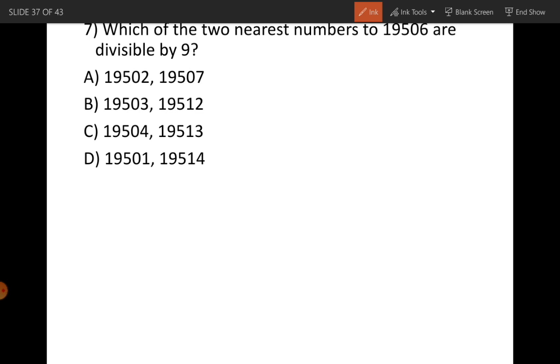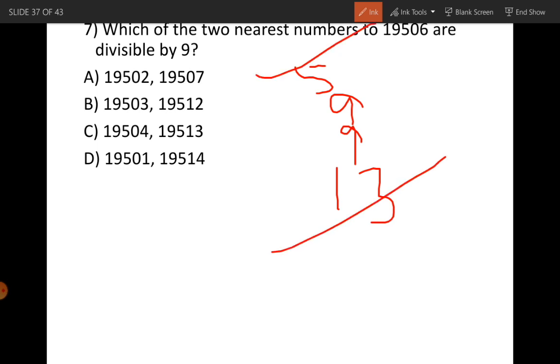19,502 and 19,507, the difference is 5, and here the difference is 9, and here the difference is 9, and here the difference is 13. So like this we can exclude option A, and D is not the answer. Okay, for the remaining two, we have to see the divisibility rule for 9. We'll see that for B first.